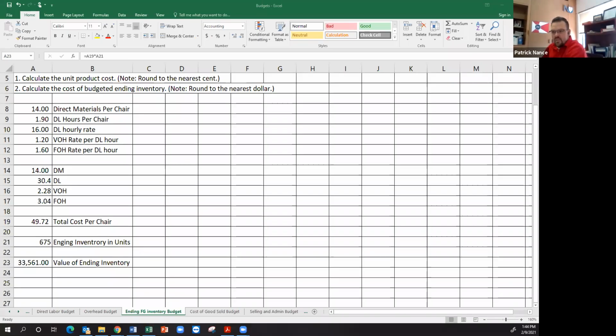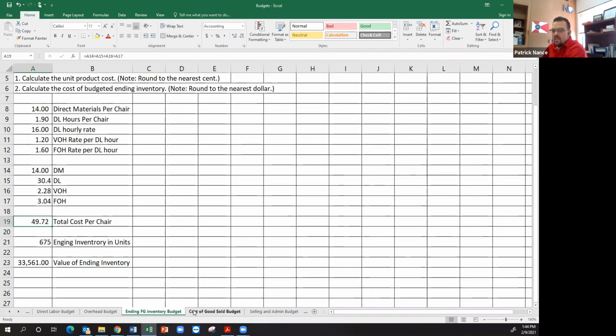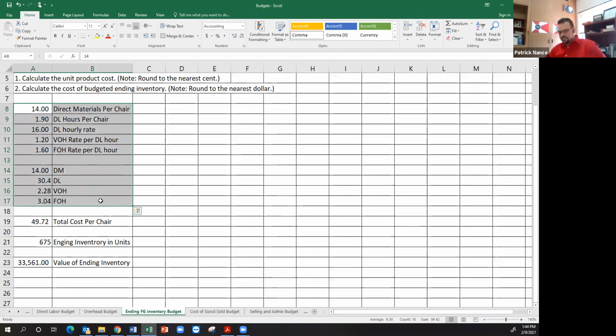Okay, now for the cost of goods sold budget. Similarly, the ending inventory, I've already found the value. So technically, I could make short work of this since they use all the same numbers in this problem. So we went through here and figured out the cost per unit individually for each and every one.